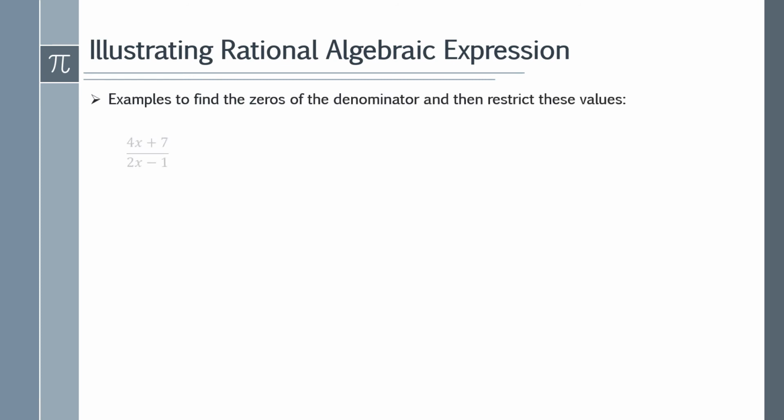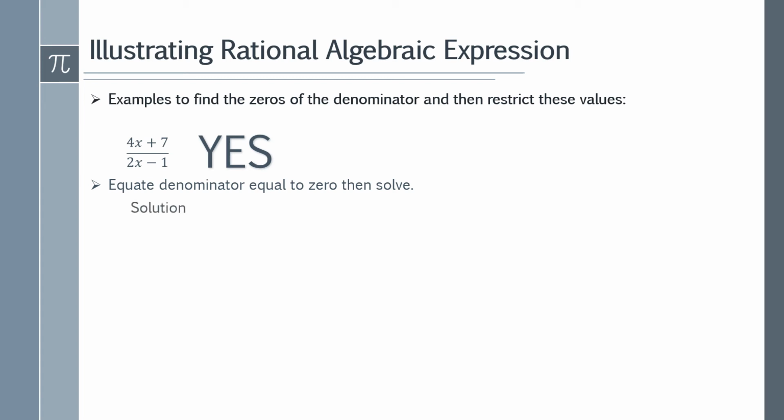Example. So, 4x plus 7 over 2x minus 1. Again, this is a rational algebraic expression. So, sabi nga ng steps natin, first you have to equate the denominator to 0. So, that will become 2x minus 1 equal to 0. Ganun lang, class. All you have to do is equate the denominator equal to 0. Then, solve for it. Transpose negative 1. So, that makes 2x is equal to 1.